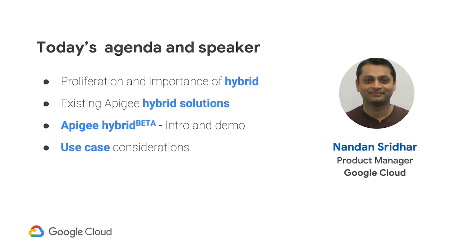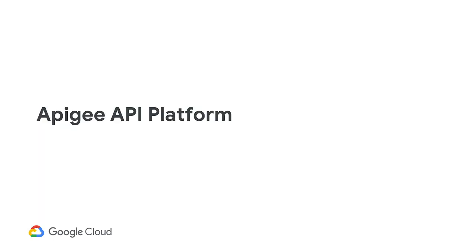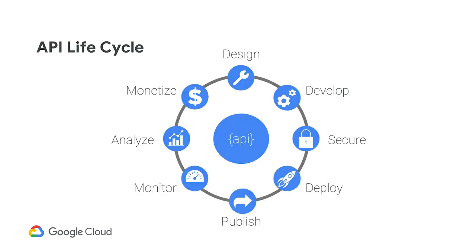So with that, let's start with a very brief introduction to the Apigee API platform. I know many of you have seen these slides, so I won't spend too much time on them, but it's always good to start with a quick foundation of where we are and how this matches with our current offering set. So Apigee is a full lifecycle API management product, and obviously, what does full lifecycle mean?